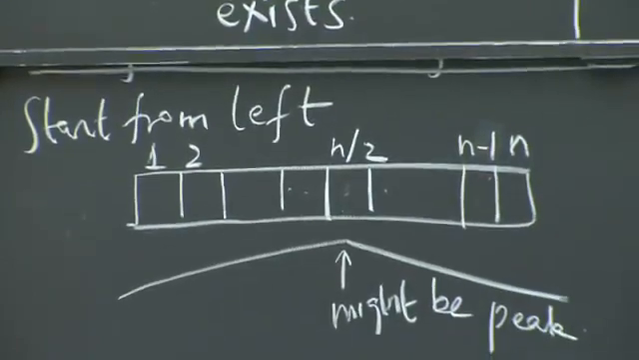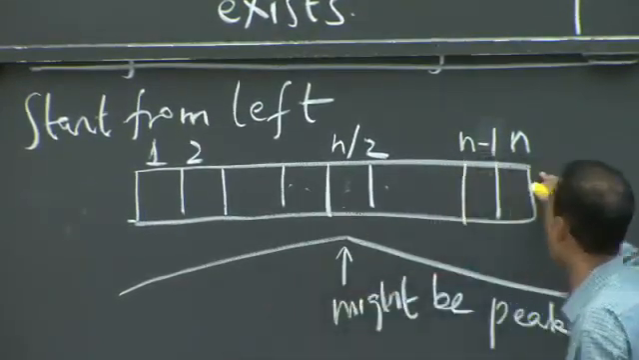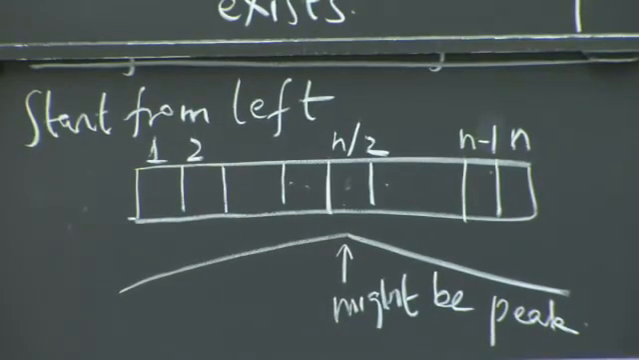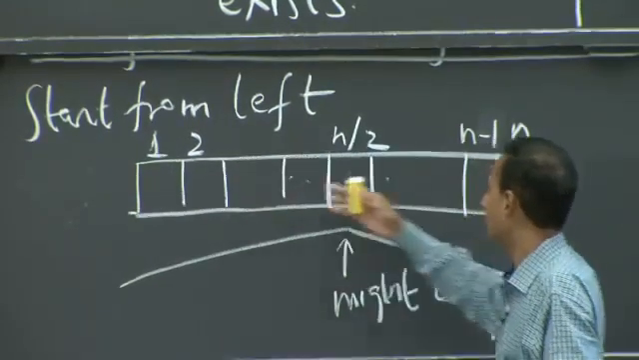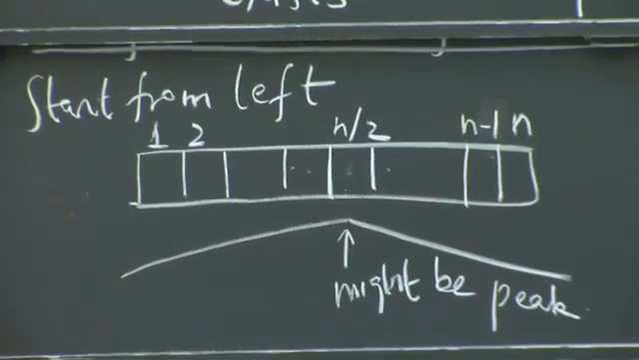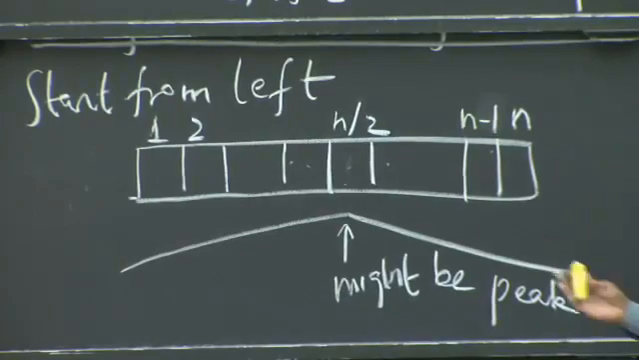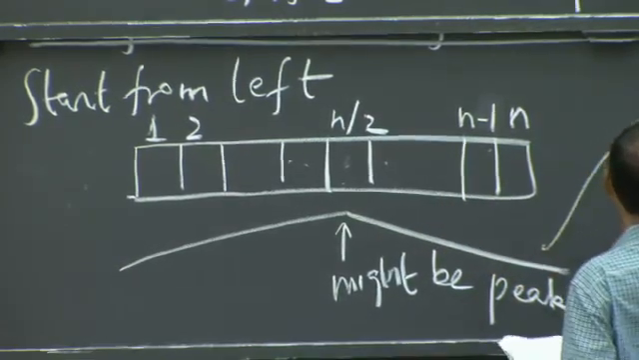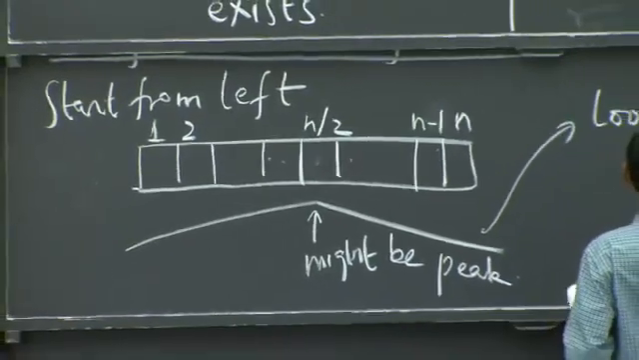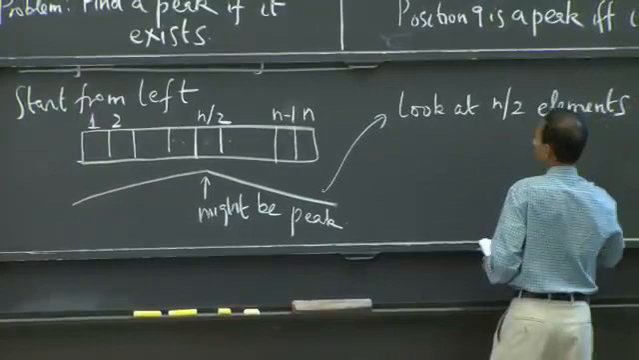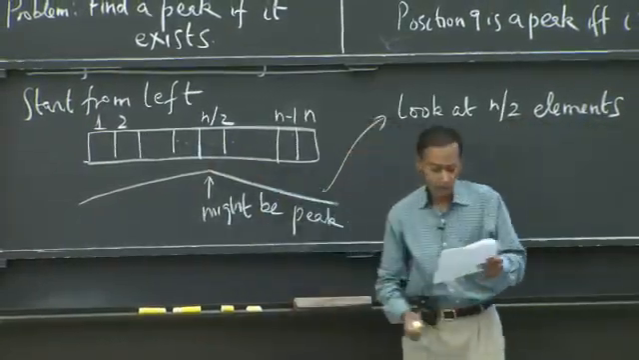You also may have a situation where the peak is all the way on the right. You started from the left, and it's 1, 2, 3, 4, 5, 6, literally in terms of the numbers. And you're going to look at n elements going all the way to the right in order to find the peak. So in the case of the middle, you'd look at n over 2 elements if it was right in the middle.